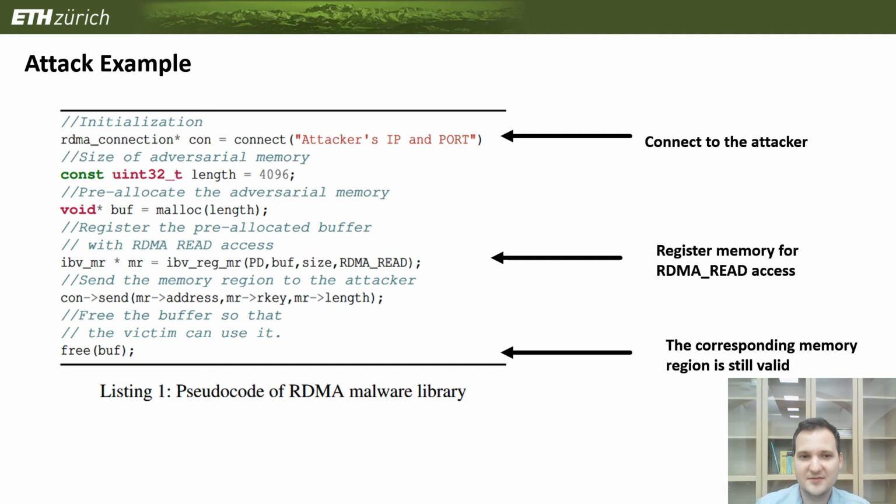So first, this preload establishes a connection, then it allocates memory, and then registers it for RDMA read access. And then it sends this information to the attacker. And then we free the buffer. And here we use two main facts. First fact, if we register memory and then deallocate it, it's still RDMA accessible.